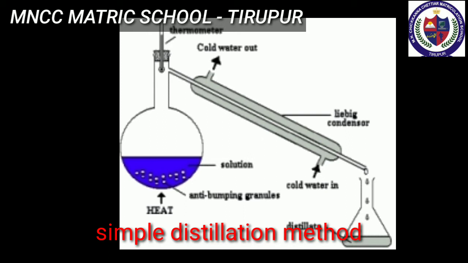In this method, a solution is heated in order to vaporize the liquid. The vapors of the liquid on cooling condense into pure liquid. For example, seawater in many countries is converted into drinking water by distillation method. This method is also used to separate two liquids whose boiling points differ by more than 25 Kelvin.